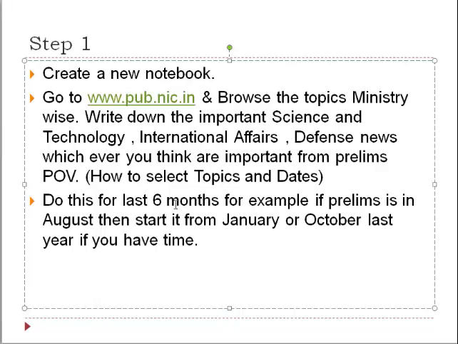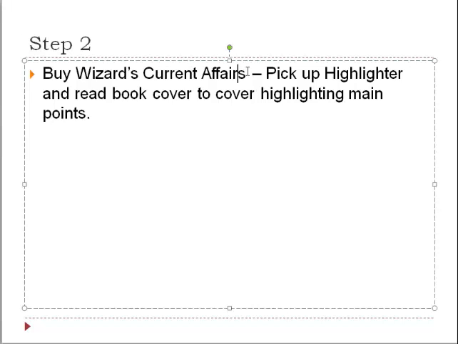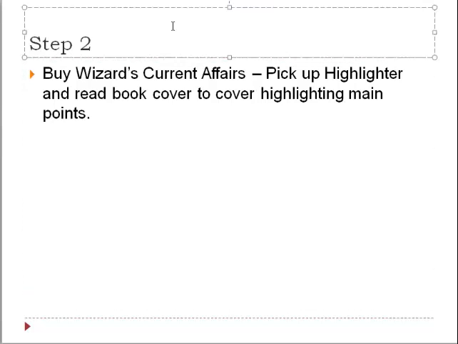So that will make you comfortable with this website. The second step, or the second resource which you can use, is Wizard's Current Affairs Booklet. It is a complete summary of all the major newspapers. So if you have skipped the newspapers, then you can go ahead and just give it a read from cover to cover. You can pick up a highlighter and highlight the important points in this.